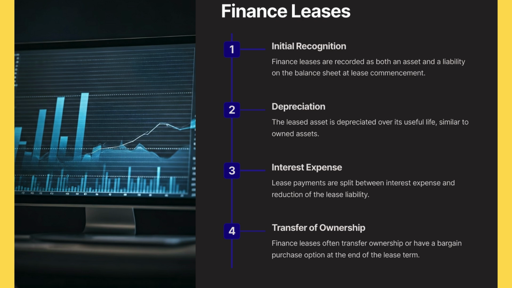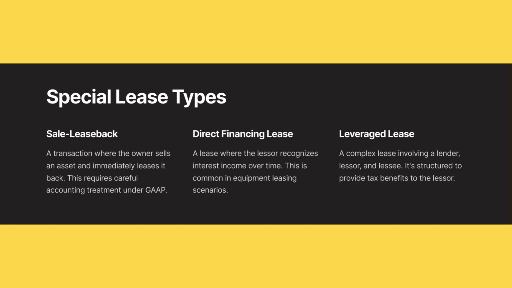Depreciation. The leased asset is depreciated over its useful life, similar to owned assets. Interest expense. Lease payments are split between interest expense and reduction of the lease liability. Transfer of ownership. Finance leases often transfer ownership or have a bargain purchase option at the end of the lease term.